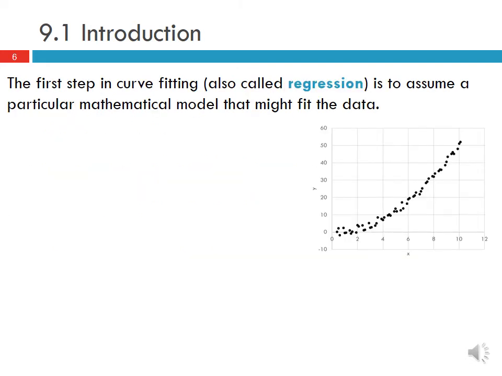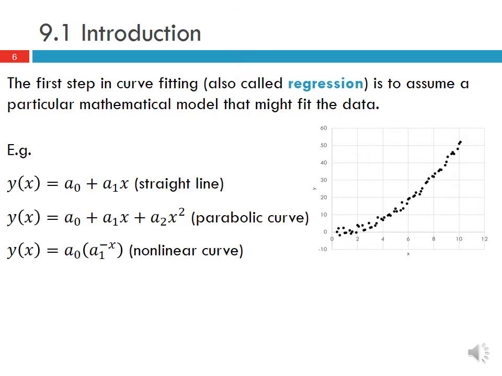Curve fitting, which is also called regression, has two main steps. The first step is to assume a particular mathematical model that might fit the data. For example, we could use a straight line in the form y of x is equal to a0 plus a1x, or a parabolic curve like a0 plus a1x plus a2x squared, or a nonlinear curve such as a0 times a1 to the power negative x. This is known as the model function or the functional form.